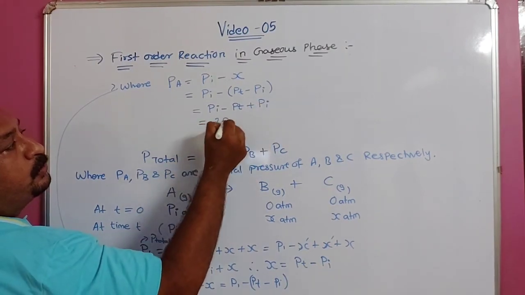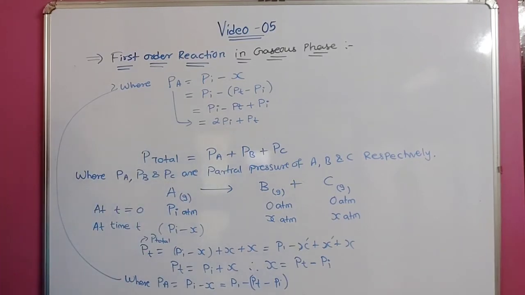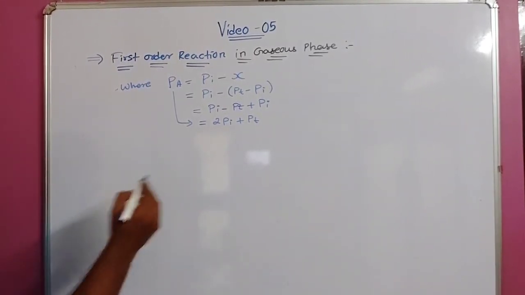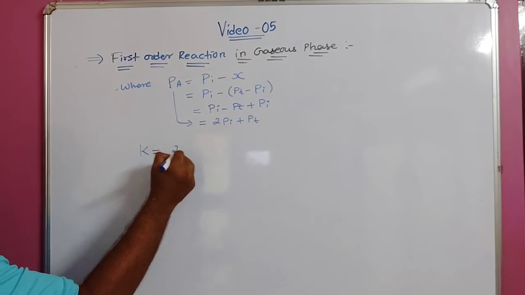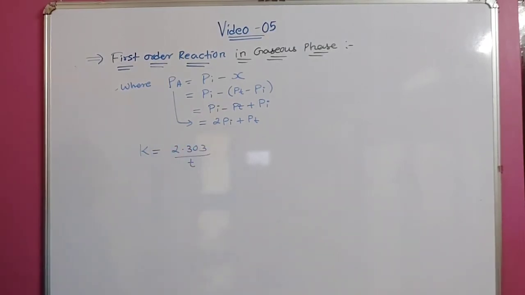Pi. So it will be what? 2 Pi plus Pt. Means Pa is equal to 2 Pi plus Pt. Understood this part? Now, if I substitute this in our formula, okay, if I substitute this value in our formula, what was the formula? K is equal to 2.303 by T, if you remember.